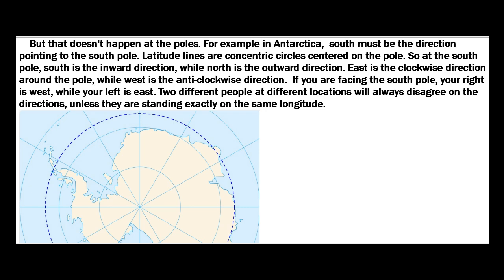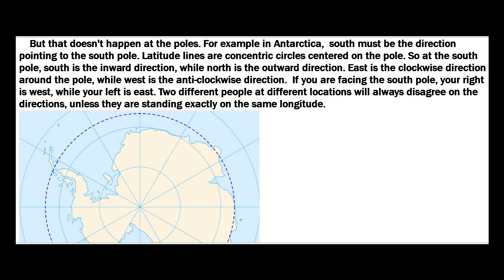For example, in Antarctica, south must be the direction pointing to the South Pole. Latitude lines are concentric circles centered on the pole. So, at the South Pole, south is the inward direction, while north is the outward direction. East is the clockwise direction around the pole, while west is the anti-clockwise direction. If you are facing the South Pole, your right is west, while your left is east.